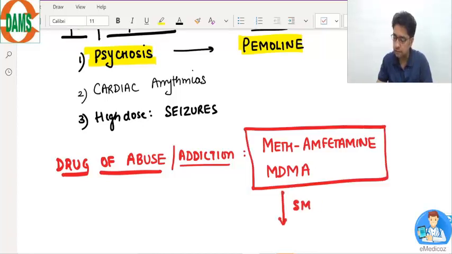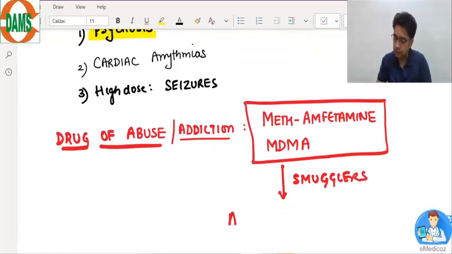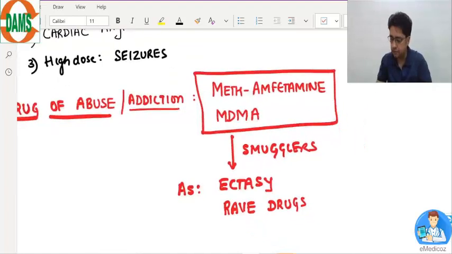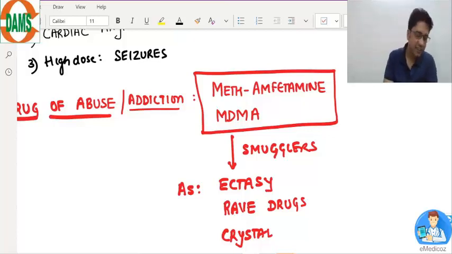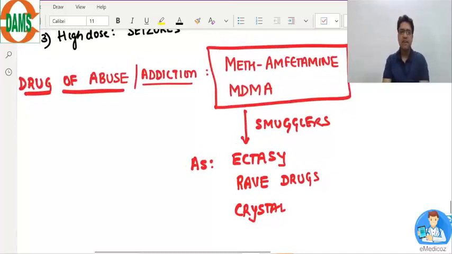You know, drug smugglers. And smugglers don't call it methamphetamine or something like that, it's a very complex name to say. Smugglers call them ecstasy or rave drugs. Or you can write the common name or street name, crystal. So smugglers are the ones who generally provide this drug to their customers. Yes, you have seen Breaking Bad. Absolutely right. I hope Breaking Bad helps you in your pharmacology. So these are drugs of abuse.